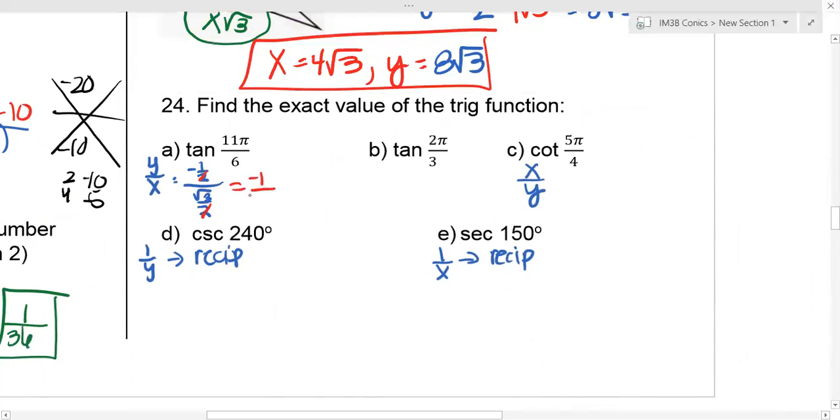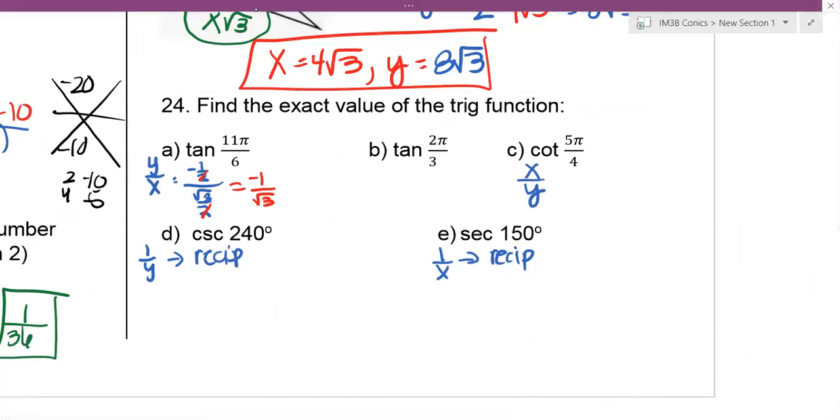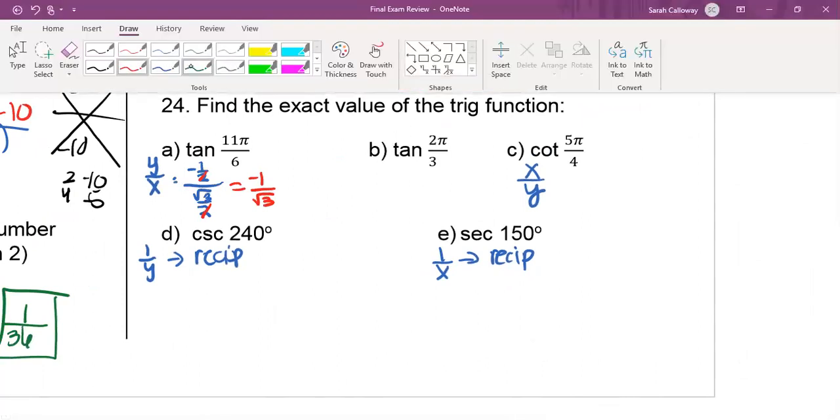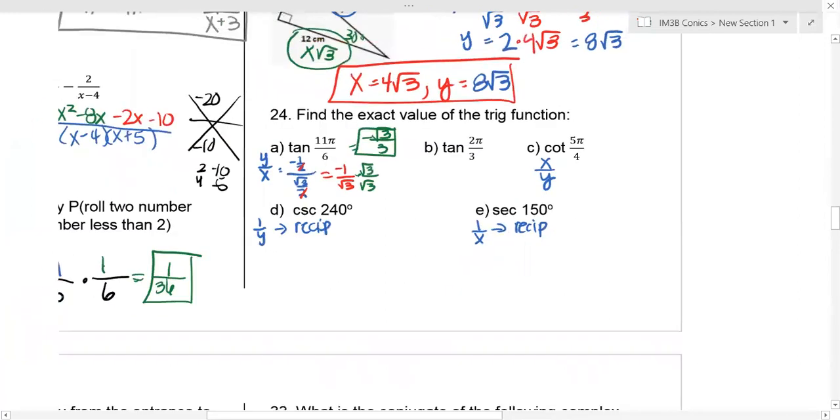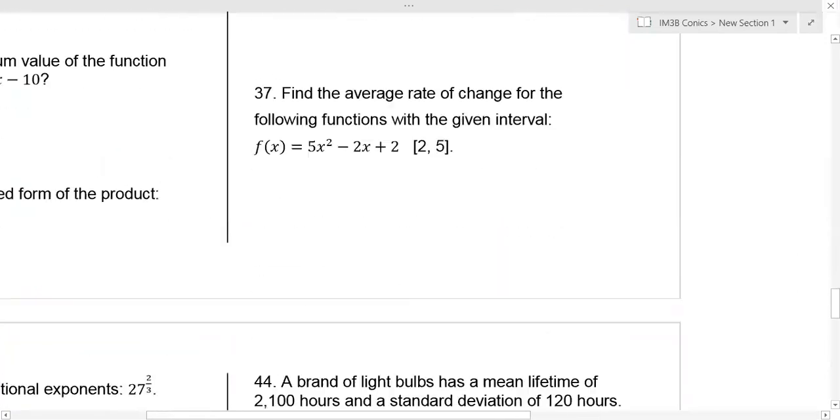So we really have negative 1 over radical 3. However, just like in the last problem, we can't leave it like that. We have to multiply by rad 3 over rad 3, which means this is equal to negative radical 3 over 3. B, we're looking for tangent of 2 pi over 3.